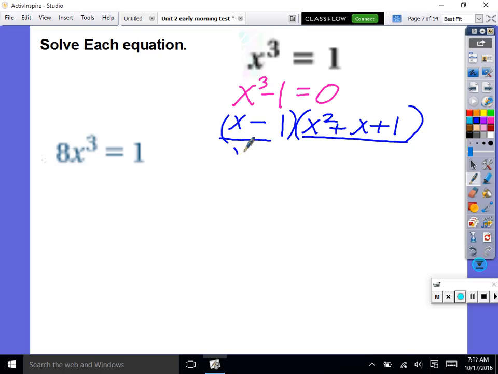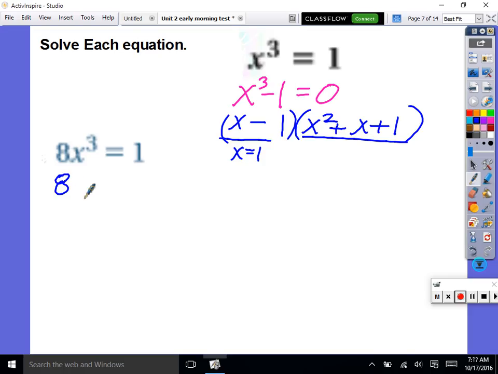So we're going to get x equals 1, and then we would do quadratic formula for this piece, because it doesn't factor, and we'd go through the process. Do you want to do this one? I was thinking we'd maybe do this one instead, all the way through, if that's okay.